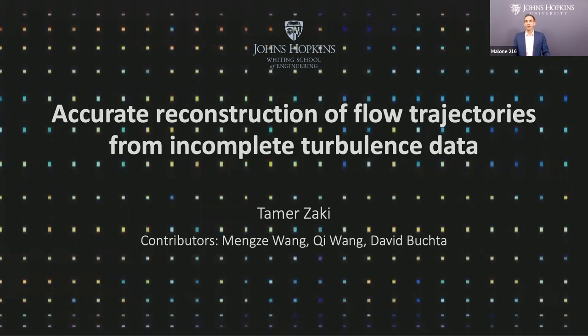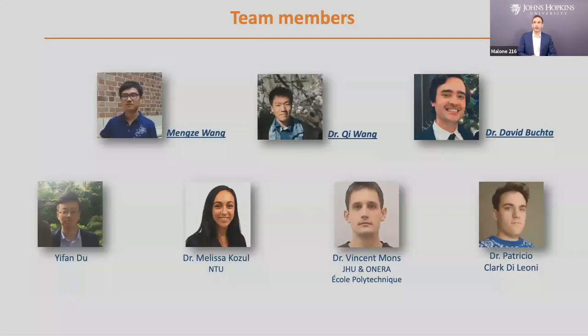So today I'll share with you some of the work we're doing on basically data assimilation and filling in the gaps in turbulent data. This work is really the fruit of the effort of a number of students and postdocs. The top row has Mengze Wang, who's done a lot of this work that we'll present today, and Chi, who's a former student who's now a postdoc in the group, and David Bukta, who's applying these ideas to high-speed flows. On the second row are people who are also working in the same area, but in different flow regimes and using different techniques.